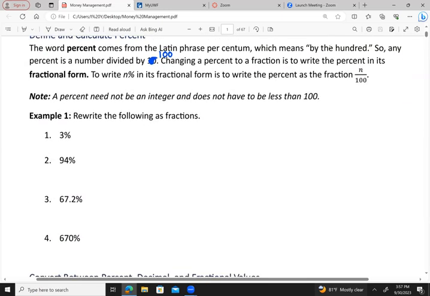So we want to write the following percentages as fractions. So 3% is simply 3 over 100. 94% is simply 94 over 100. 67.2%, we can go 67.2 over 100. And 670% is 670 over 100.